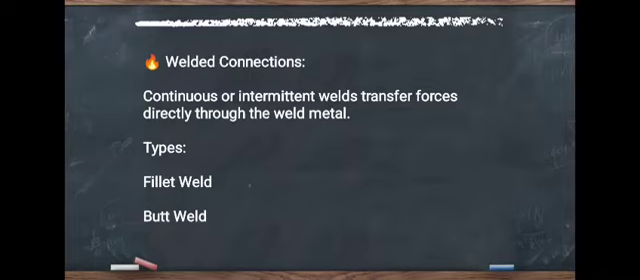In the welded connection, continuous or intermittent welds transfer force directly through the weld metal. It has two types: fillet weld and butt weld.